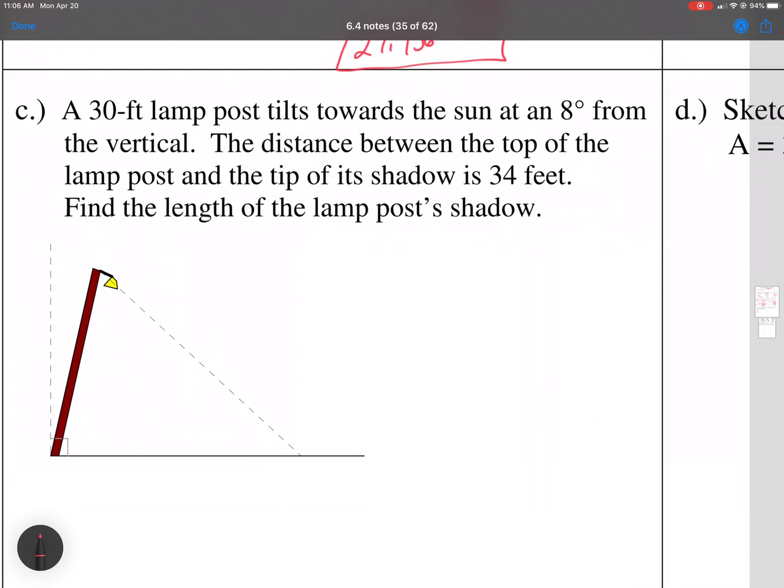Okay. A quick word problem. A 30-foot lamppost tilts toward the sun at an 8-degree angle from the vertical. So that means this angle right here is 8 degrees. So that means this is 82 degrees. The distance between the top of the lamppost and the tip of its shadow is 34 feet. So that would be this right here. Find the length of the lamppost shadow.